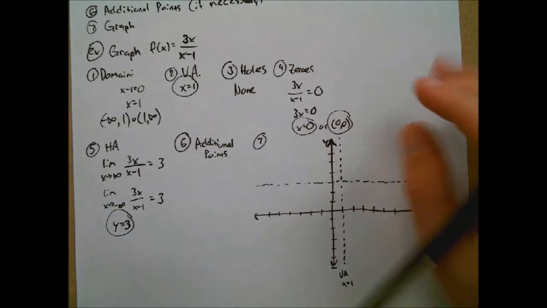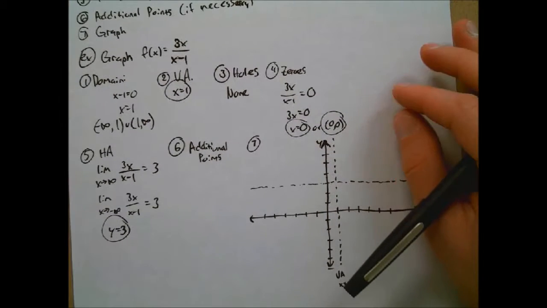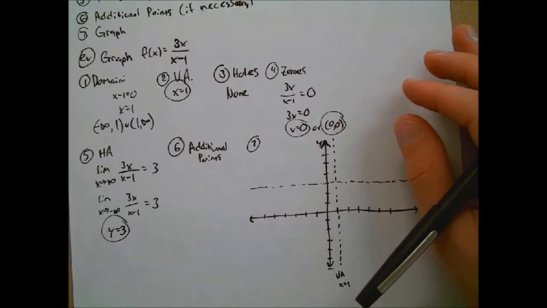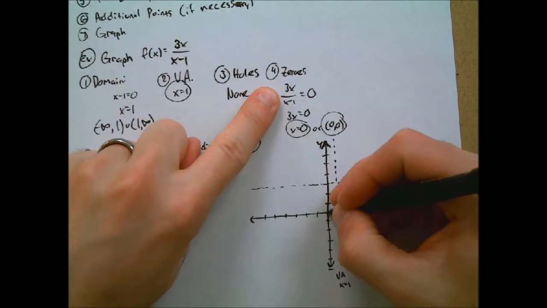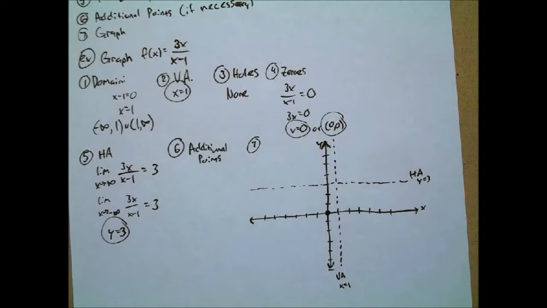Okay, vertical asymptote done. Horizontal asymptote done. We have one more point that we know, and that's our zero. Yep, so it's at (0, 0). So we'll just plot that dot right there.